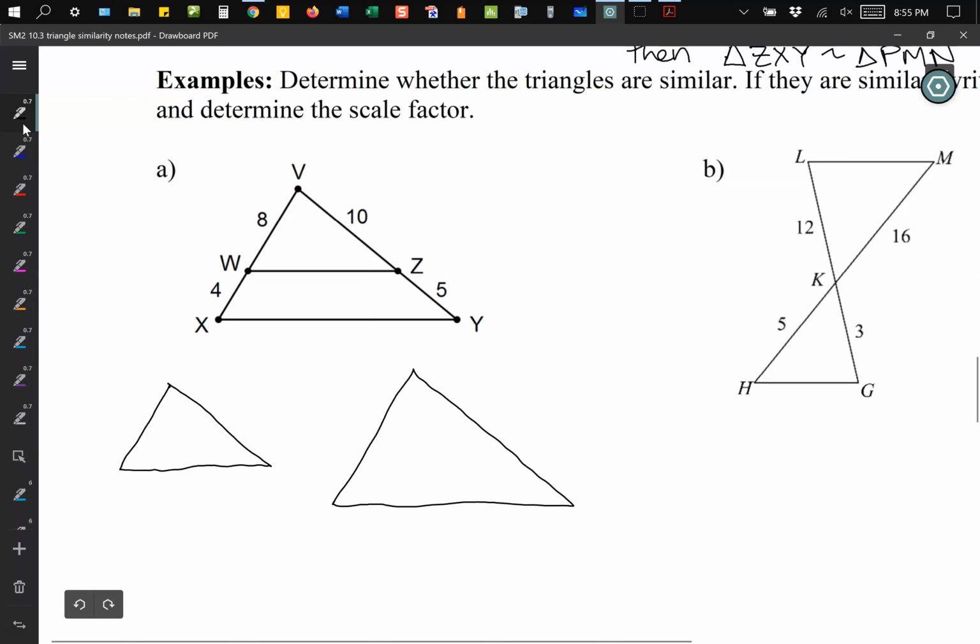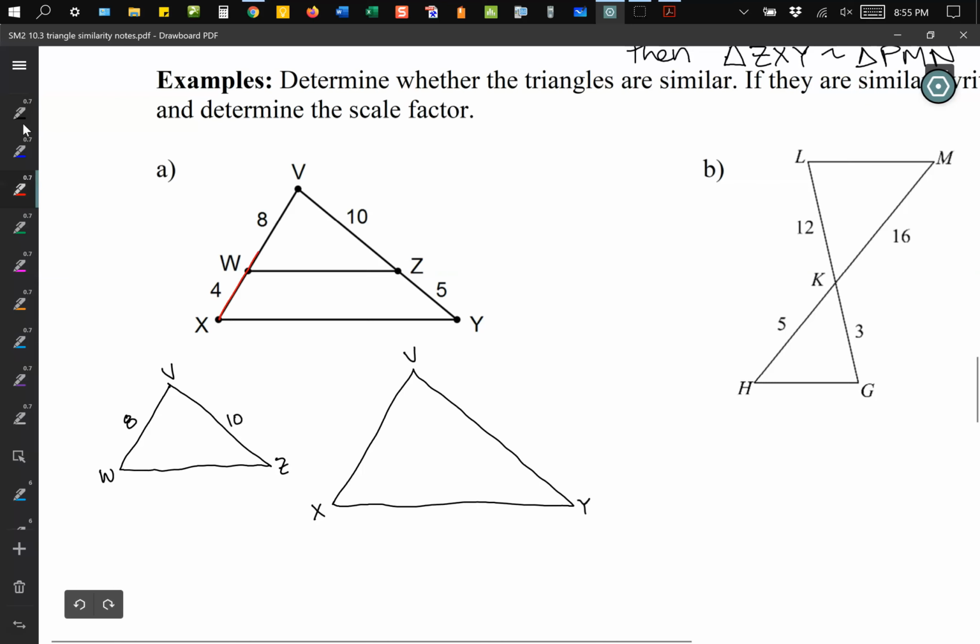I've drawn my two triangles, now I'm going to label them. The smaller one is triangle WVZ, and I know that the side on the left is 8 units long and the side on the right is 10 units long. The bigger triangle is triangle XVY, and be careful, I want to know how long the entire side is.